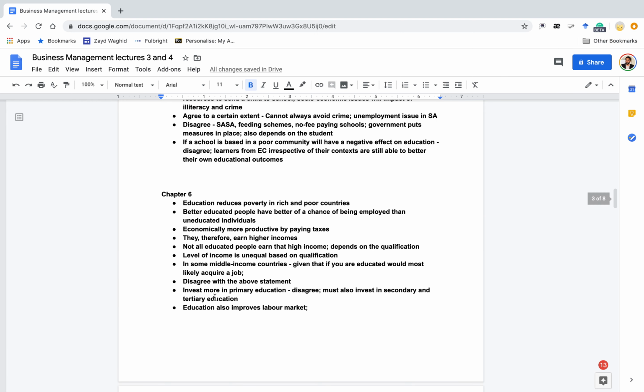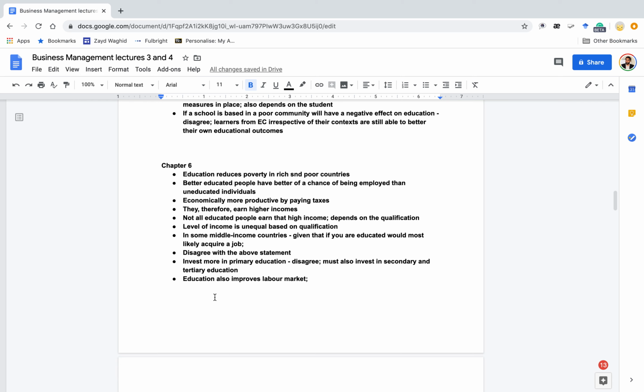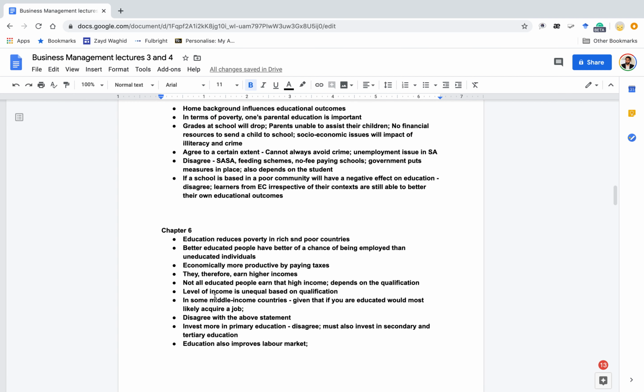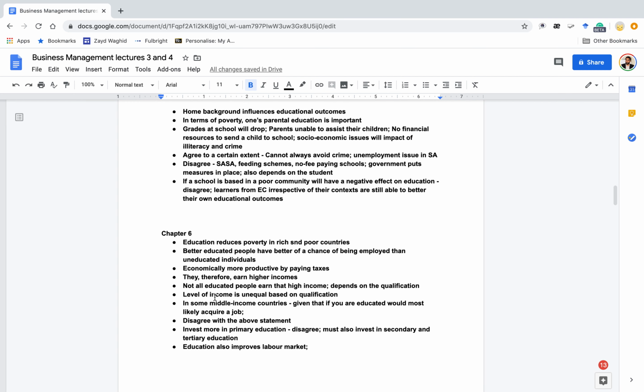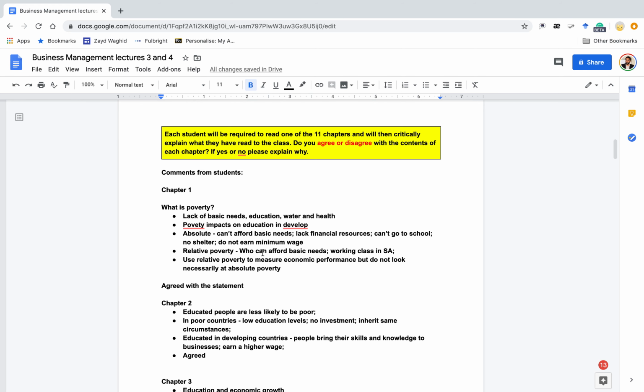Now, the document itself is very important for your assignment because it provides you with insight in terms of how you can go about responding to the question. So remember that when you are busy with your assignment, it's important to refer to some of the works of Servaas van der Berg with regards to poverty.